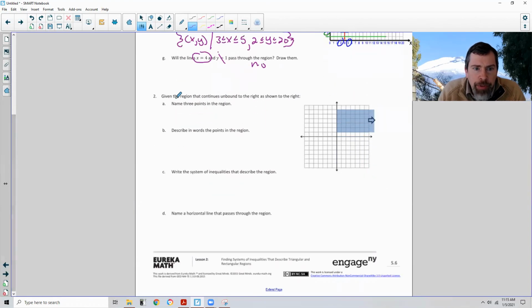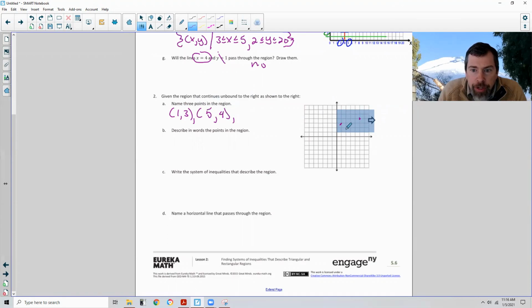Number 2 says, give the region that continues unbounded to the right as shown to the right. So this arrow here is saying that this area is continuing this way forever and ever and ever. All right. Name 3 points in this region. Well, if I pick this point right here, that's the point (1, 3). I could pick a point, I don't know, 1, 2, 3, 4, 5, 1, 2, 3, 4, the point (5, 4).